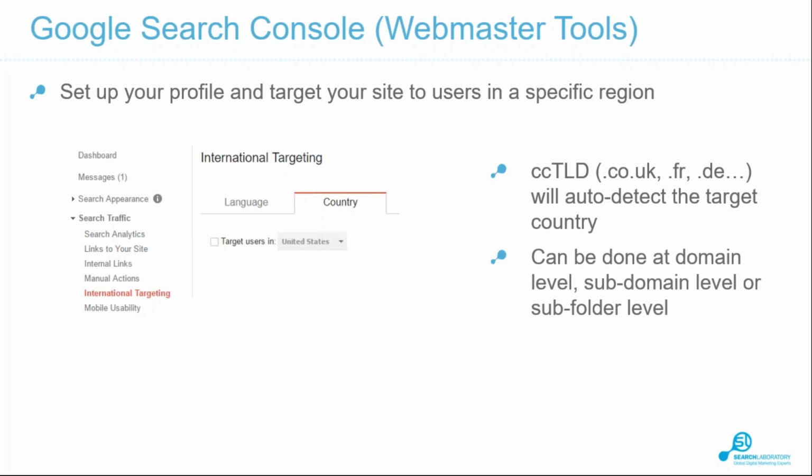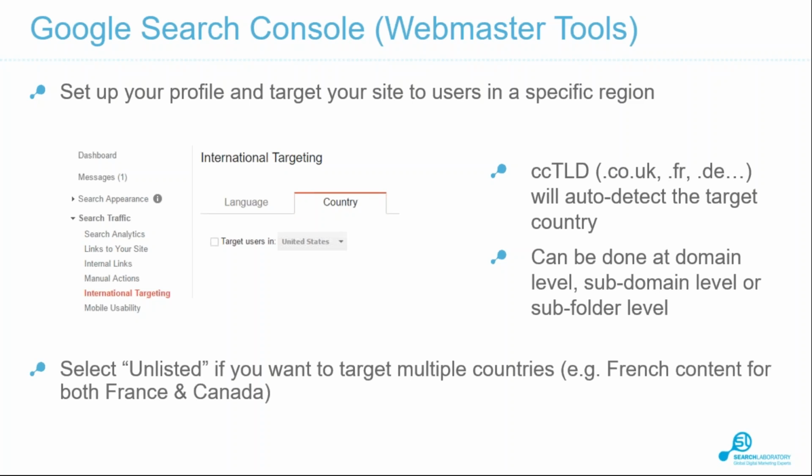You don't want to select a specific country if that piece of content on your website you're aiming for users around the world. So an example that I would give here is French content that you want to target for users in both France and Canada. You don't want to go into Search Console and tick this box and select France or even Canada, because you're really going to limit your visibility in organic search to that one specific country and not be able to gain traffic from other French-speaking countries around the world.